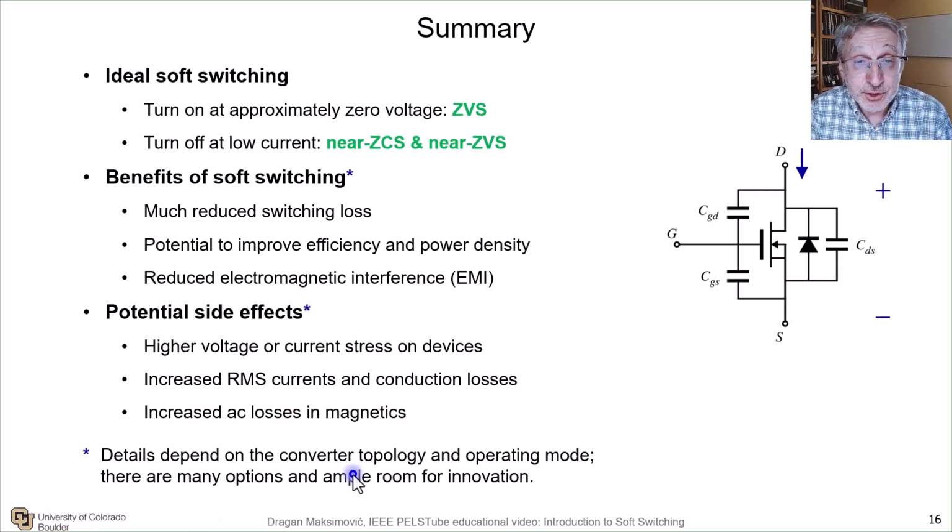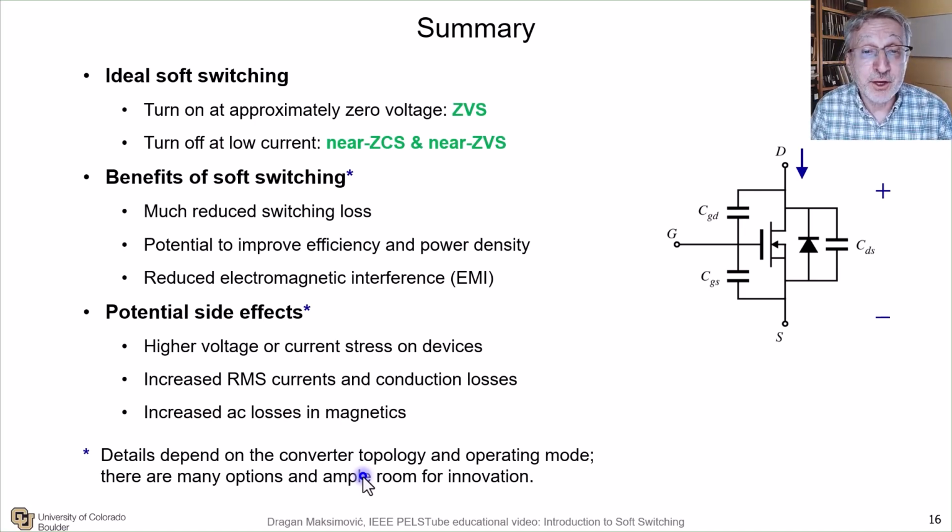Benefits of soft switching include much reduced switching loss, potential to improve efficiency, potential to operate at higher frequency, maybe reduce the size of magnetics and thereby increase power density. And in addition, we have waveforms that have less electromagnetic interference potential, so reduced EMI is another potential benefit of soft switching. We should be aware of the fact that soft switching is not necessarily a free benefit, right?